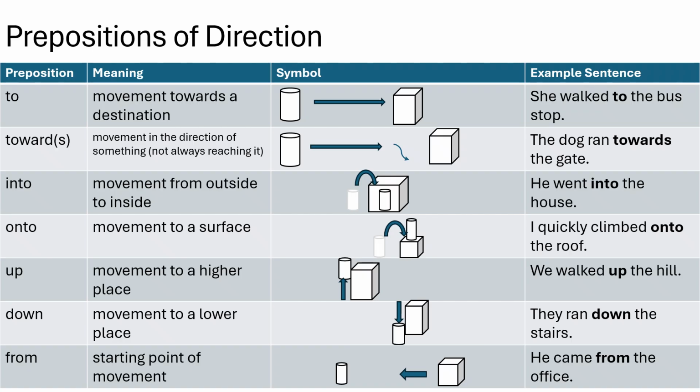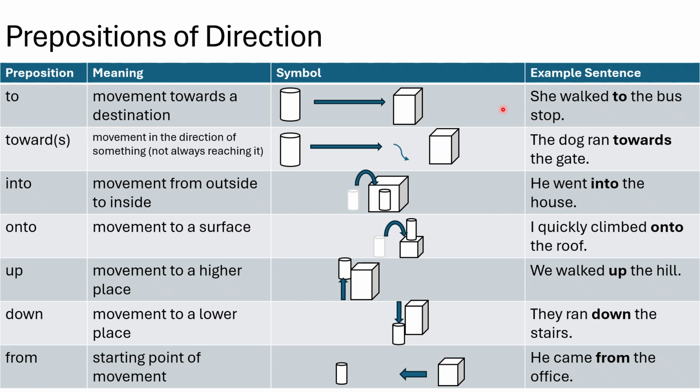These are common prepositions of direction. They indicate the direction towards a destination. These are the prepositions, these are the meanings, these are the symbols, and these are the example sentences. The preposition to means movements towards a destination. This symbol illustrates the cylinder moving to the box.